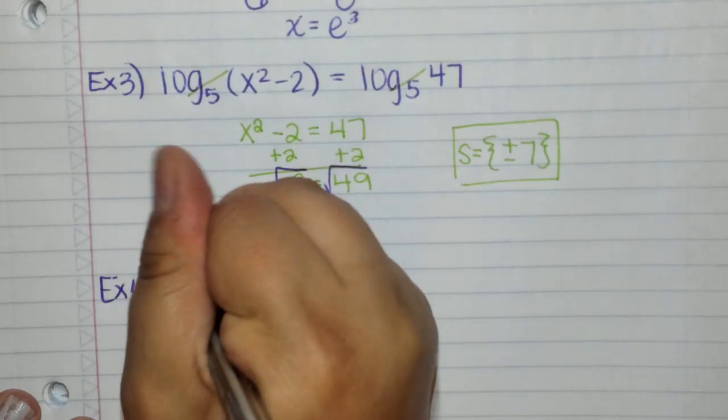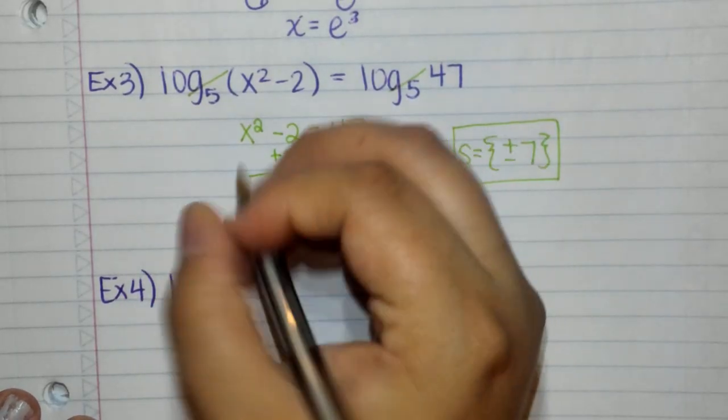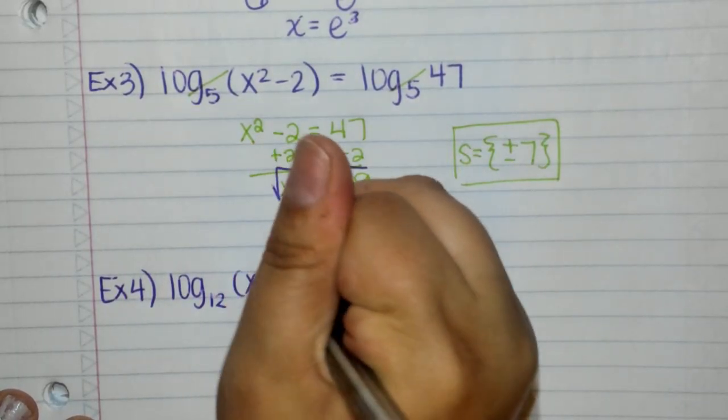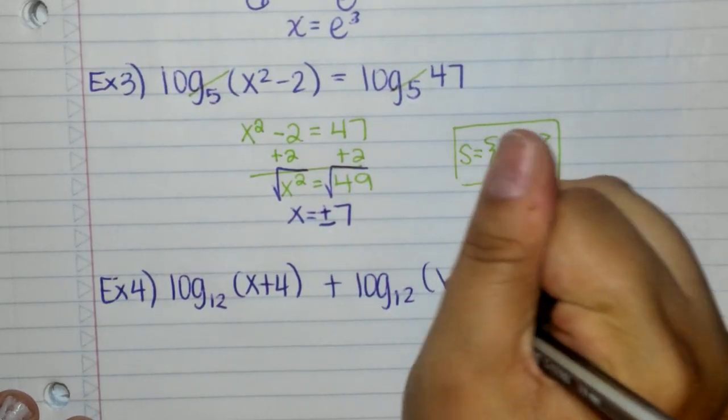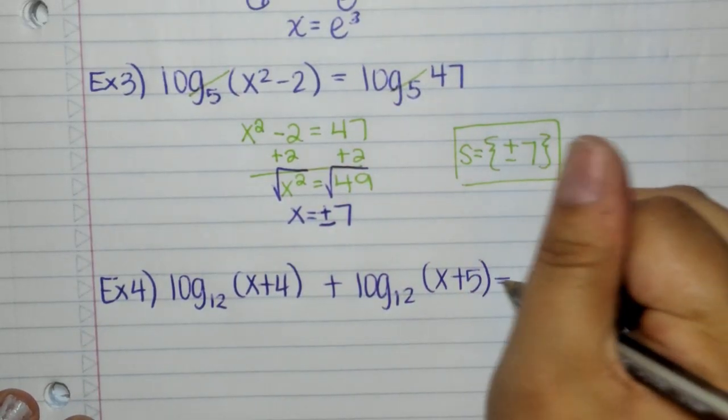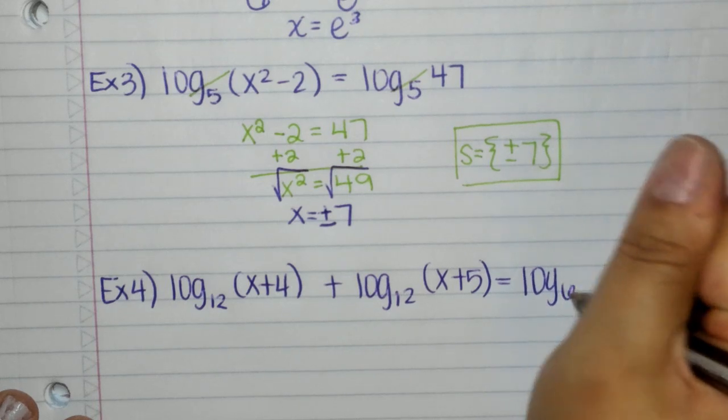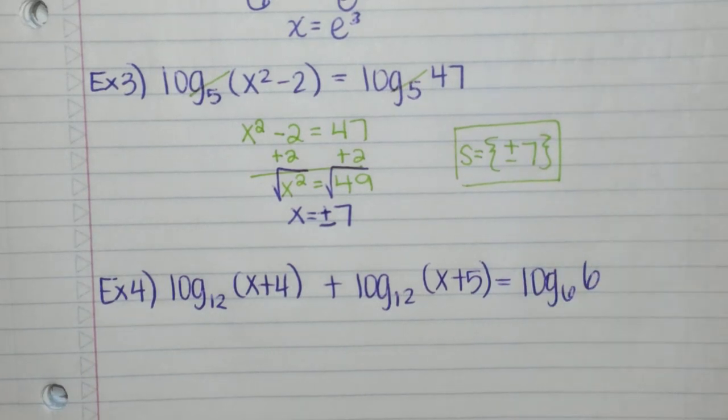See this next problem. Log base 12 of x plus 4 plus log base 12 of x plus 5 equals log base 6 of 6.